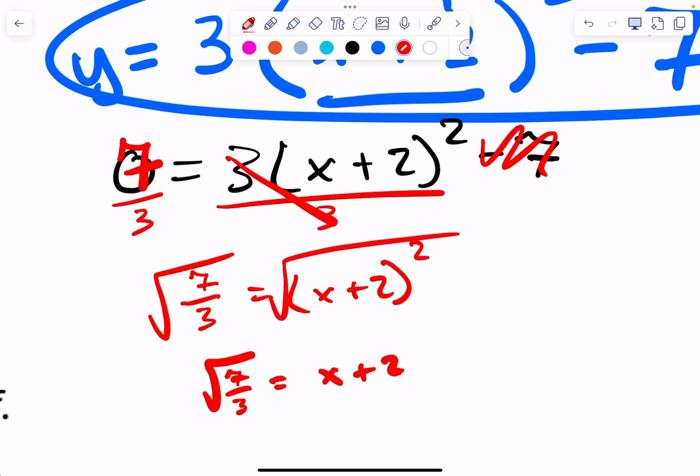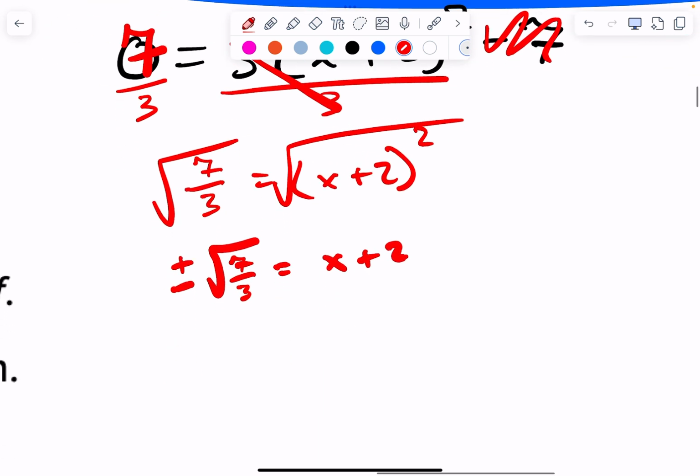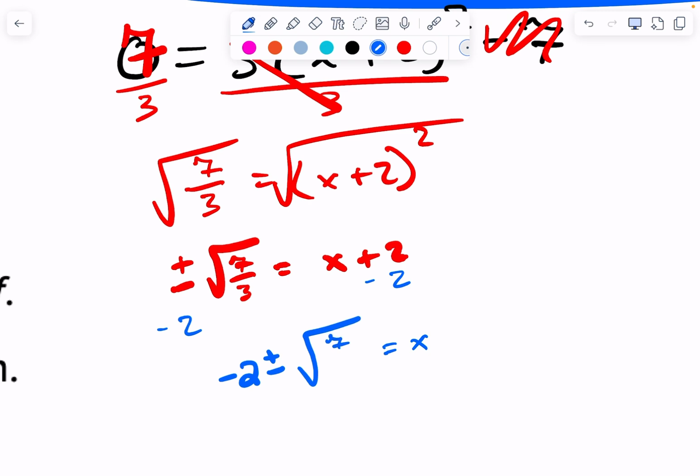Plus minus, right? And then what? Subtract 2, right? So how do I write the answer? X equals -2 plus minus the square root of 7 over 3.